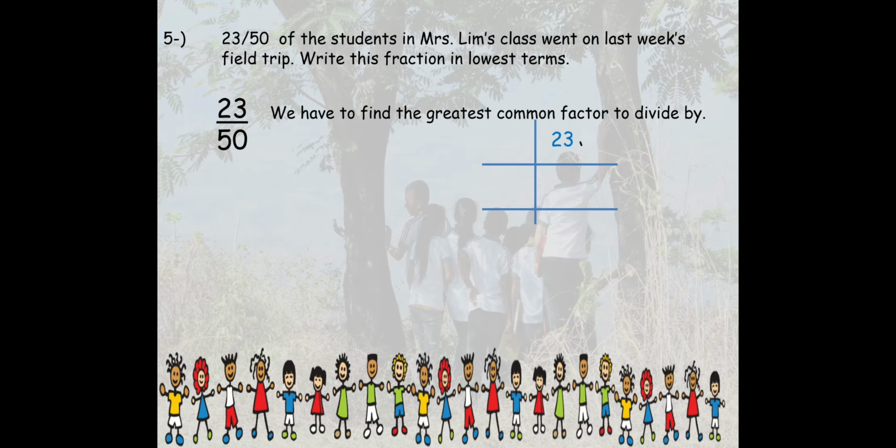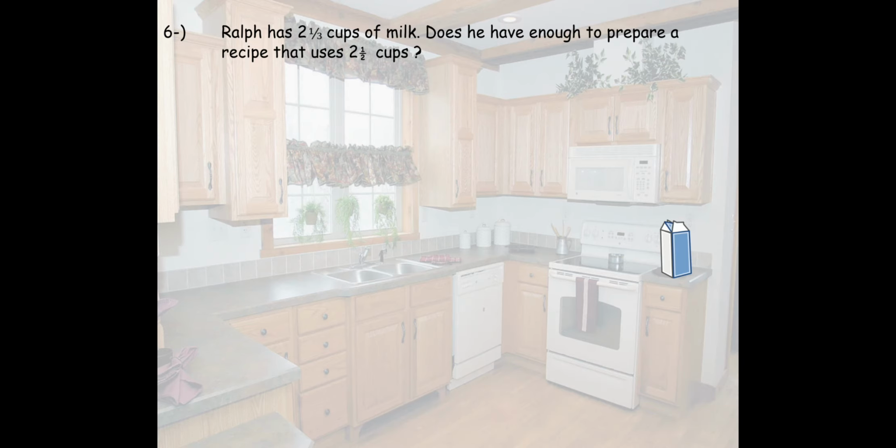So we're going to put 23 and 50 together, and check for a common factor. There won't be any common factor here because 23 is a prime number. So there is no common factor except the number 1. Therefore, the greatest common factor is 1. So we're going to divide 23 by 1 and 50 by 1. Therefore, 23 out of 50 is already in lowest terms. So that means you can't simplify it, because one of them is prime.